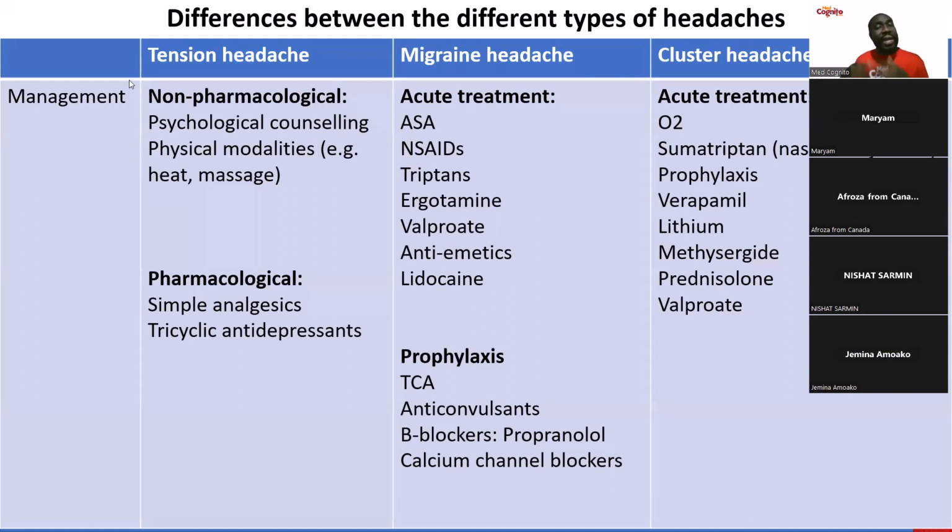All right. And then cluster headaches, you can manage it with oxygen, sumatriptan, and the sumatriptan can come as a nasal medication or injection. Prophylaxis for cluster headache can be verapamil, lithium, methysergide, prednisolone, and valproate. So please, when you get a replay, take your time and make sure that you've mapped out the management of acute migraine, the management of the prophylaxis for migraine headaches as well.